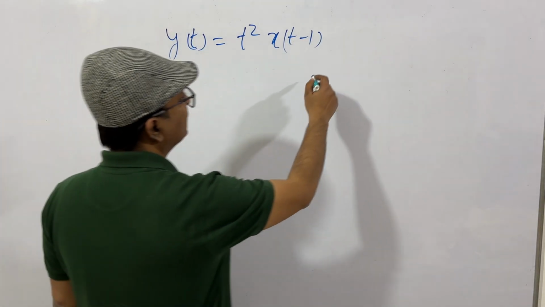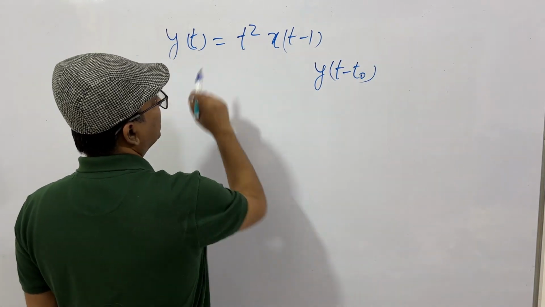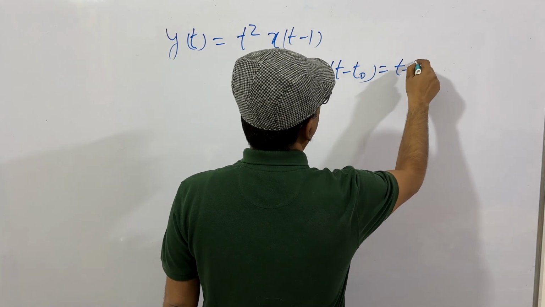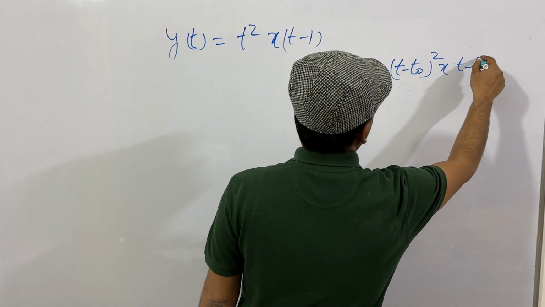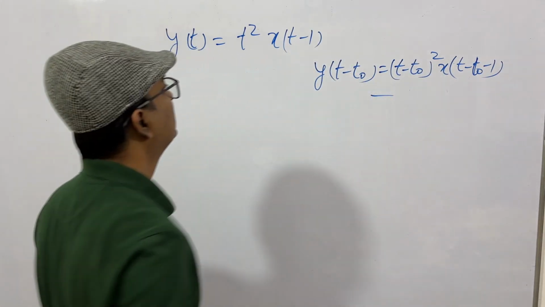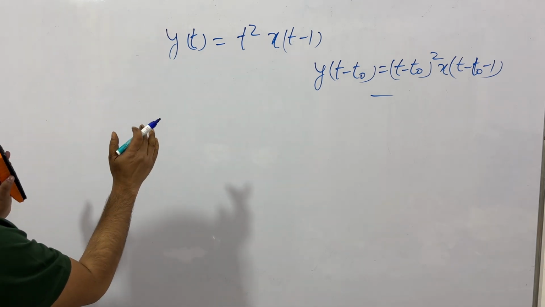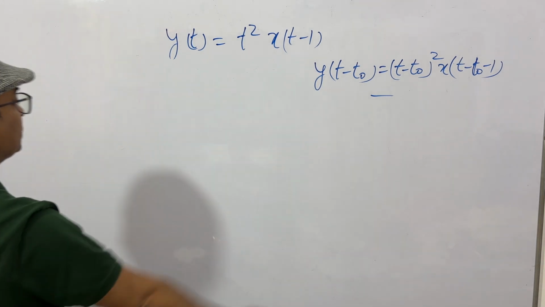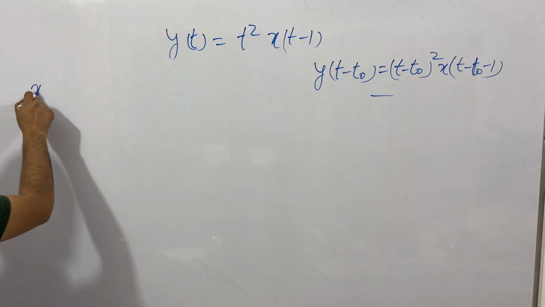Looking at this, if we talk of t minus t0 in the expression, the output will be (t minus t0) square times (t minus t0 minus 1). So this is what we get as the output from the system if we put this input, directly from the expression. Now let's take it from the input side. What is the output?